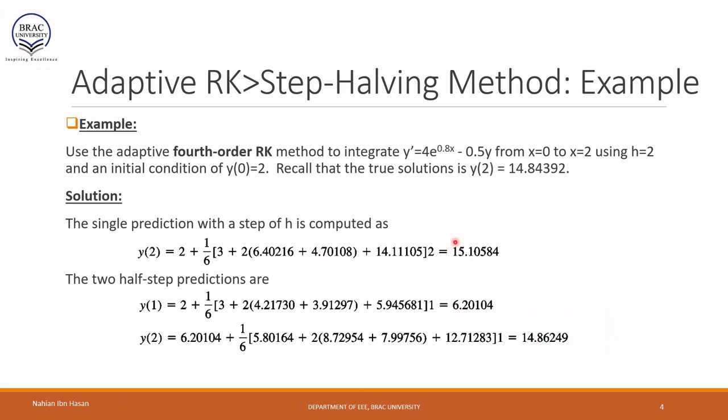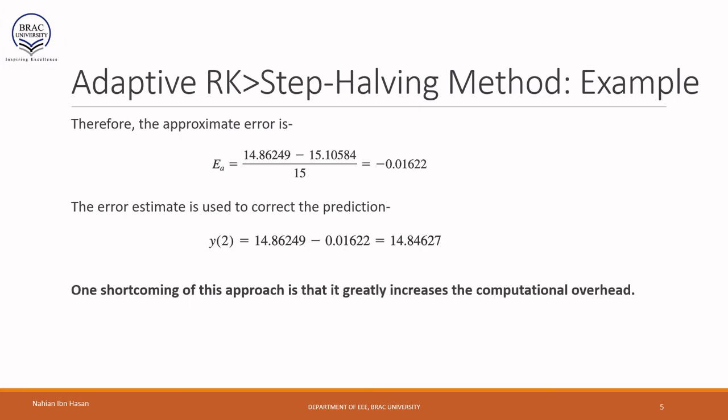Okay, so look at this. There is a difference between the two results. Here in a single step we have 15.10584, but here in the double step we have 14.8086249. So there are some differences. If you use the special corrected formula for the fourth order Runge-Kutta version, you will see that the approximated error turns out to be minus 0.01622.